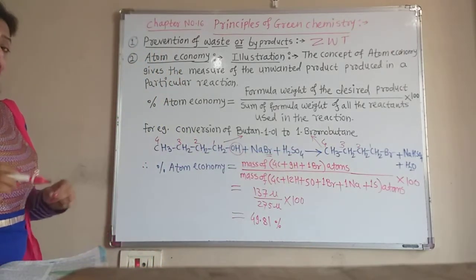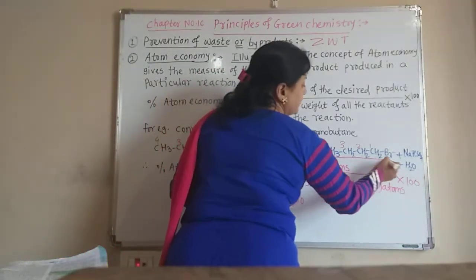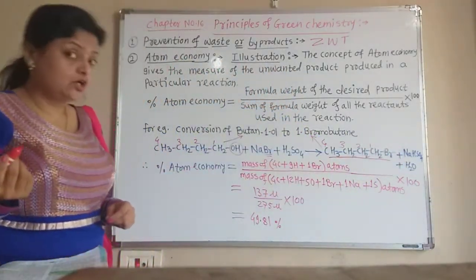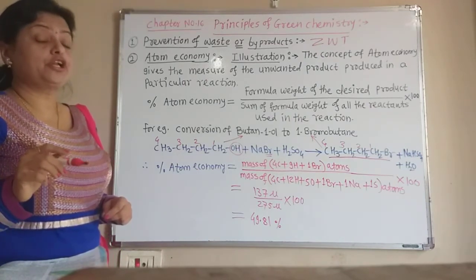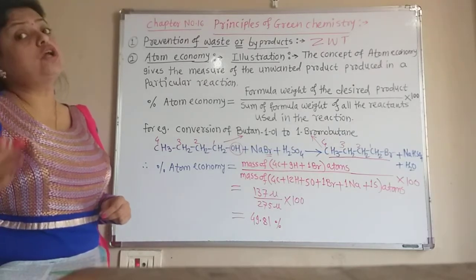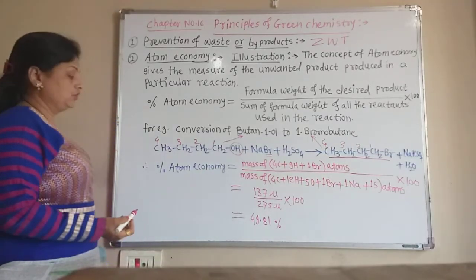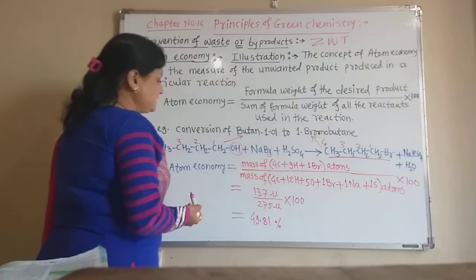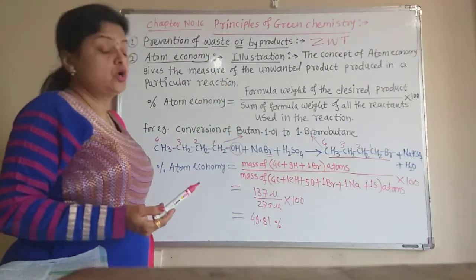But we have to take only the formula weight of the useful or desired product, remember that, and divide the formula weight of the desired product by the sum of the formula weights of all the reactants. So percent atom economy is equal to the mass of, now see here, the desired or useful product, that is 1-bromobutane.